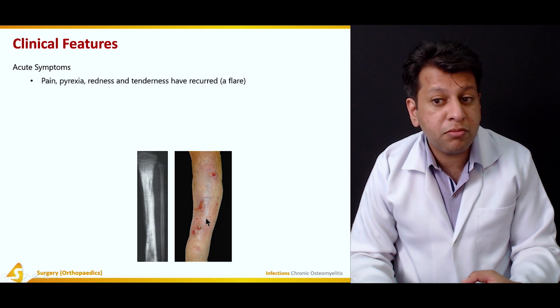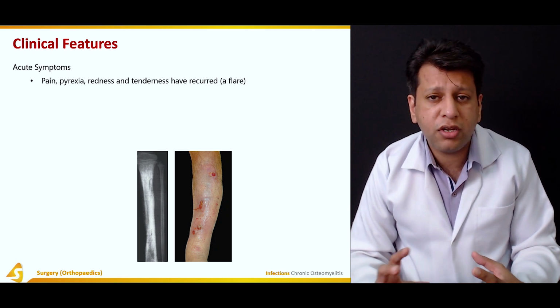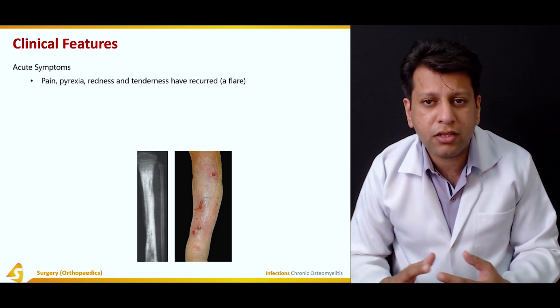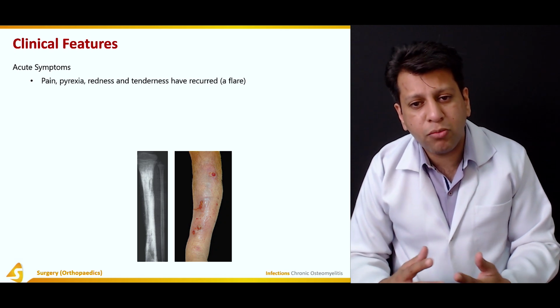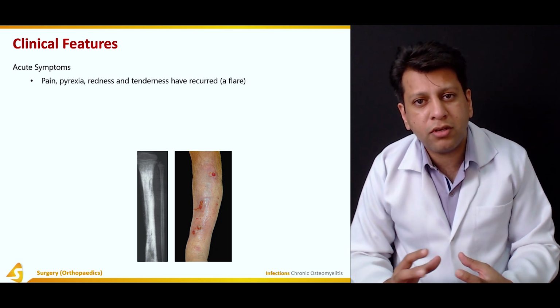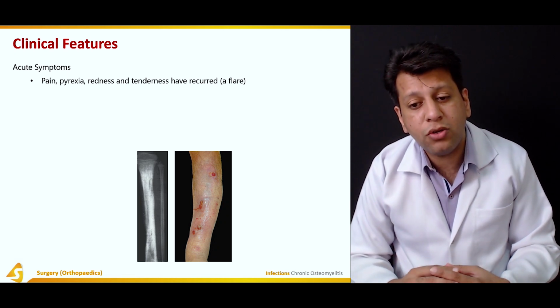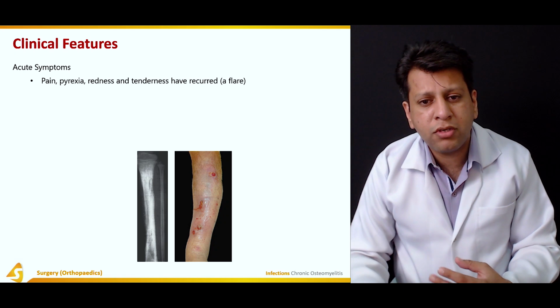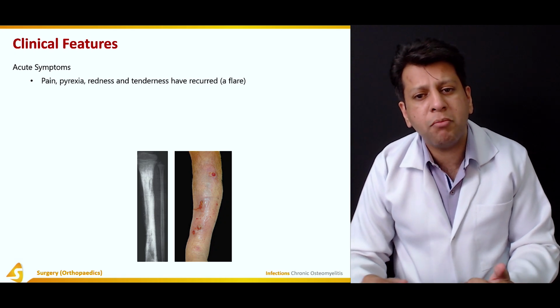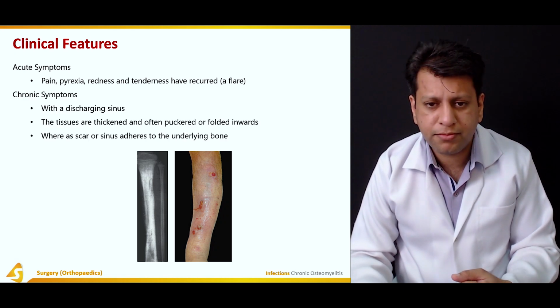And there will be tenderness. There may be tenderness, usually when it's a recurrence flare. There is usually tenderness if the bone is not united and there is movement of the bone. But usually in acute symptoms, the most common symptoms are pain, pyrexia, and redness.